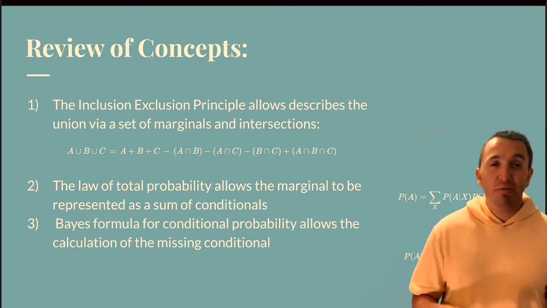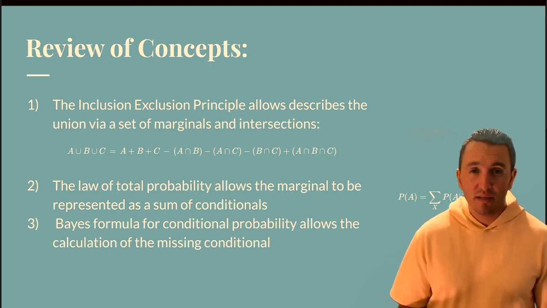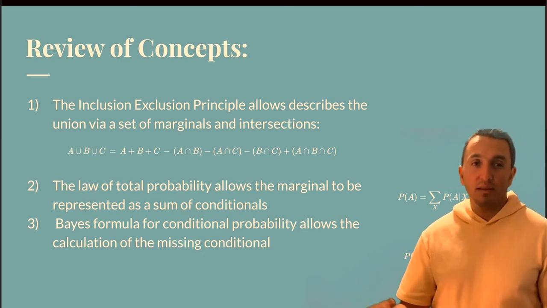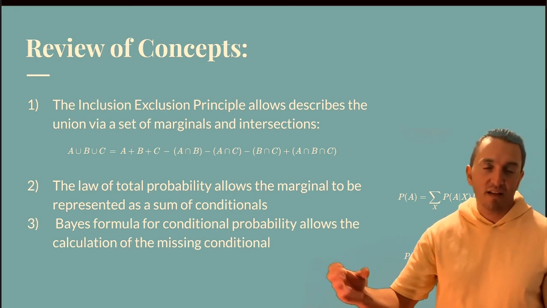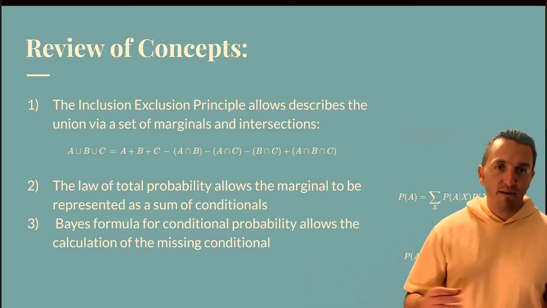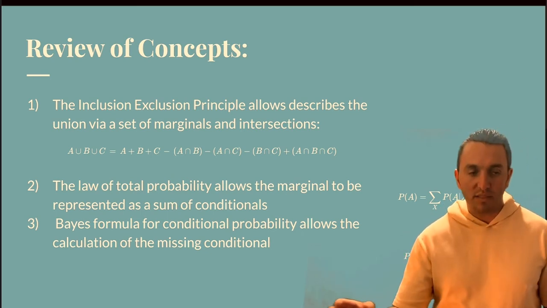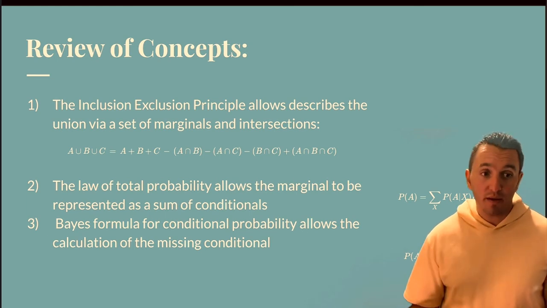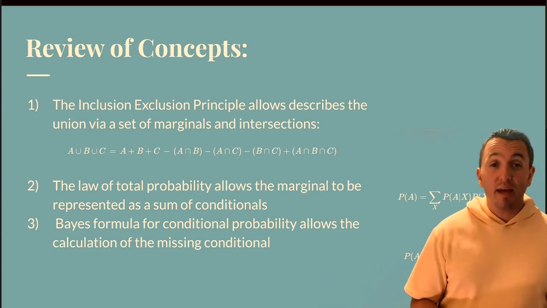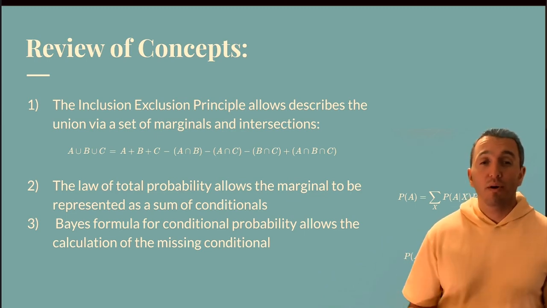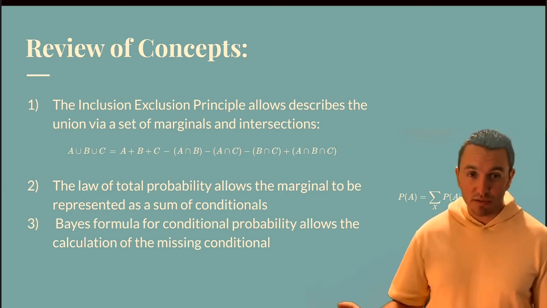the first event plus the second event plus the third event, minus all the pairwise intersections. But then you have to add back the part that you unjustly took away, so plus the intersection of all 3. It doesn't matter how many you have, you always follow that pattern to relate the union and the intersection. We also talked about the law of total probability, which allows us to represent the probability of any event as the conditional times the marginal, summed across the space of all the marginals.